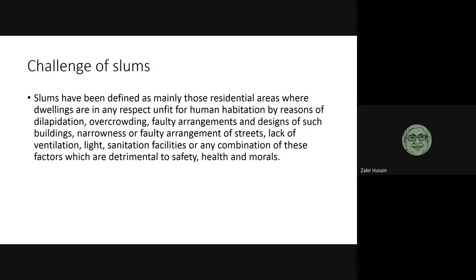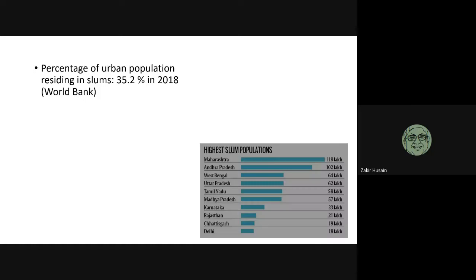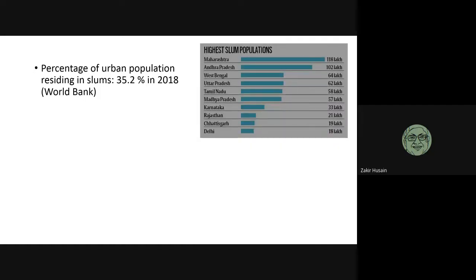So, this is taken from the group presentation. In fact, the definition also is from the same group. So slums are very densely populated areas. The buildings are close to each other. Facilities are not there. And, well, the World Bank estimates that about 1 out of 3 Indian persons live in slums, 35.2%. And the highest slum population is in Maharashtra.